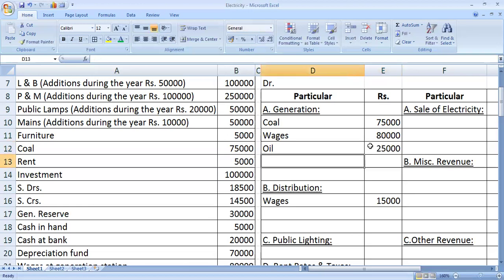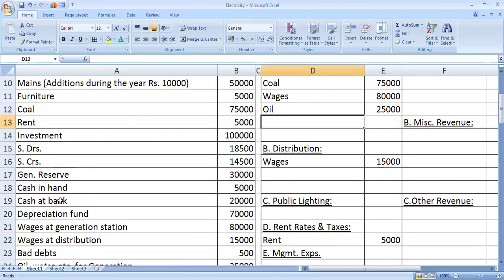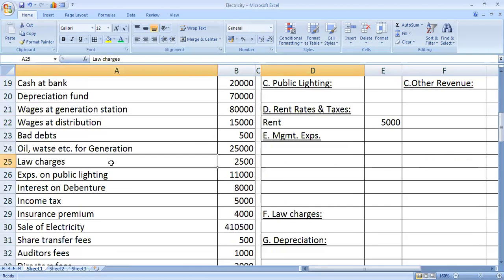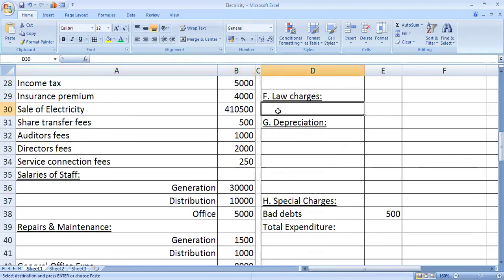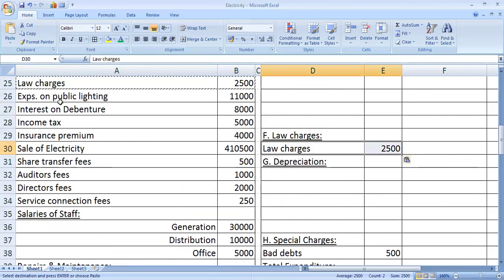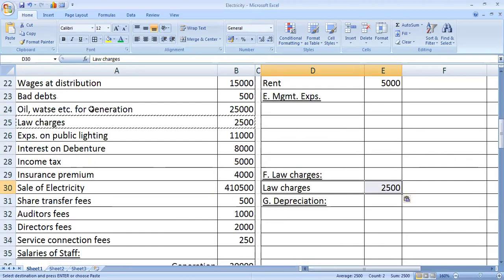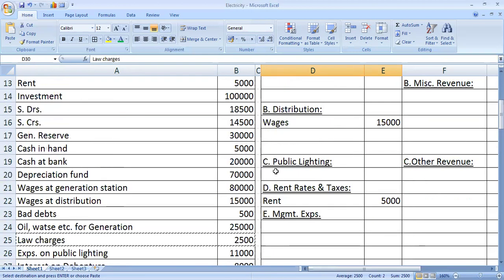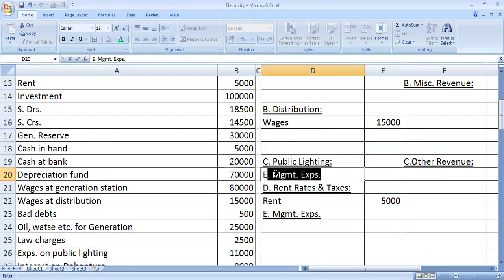Next item, law charges. Law charges goes to the revenue account debit side under the heading of law charges, 2,500. Next, expenditure on public lighting. Under the heading of public lighting, revenue account. Amount 11,000.